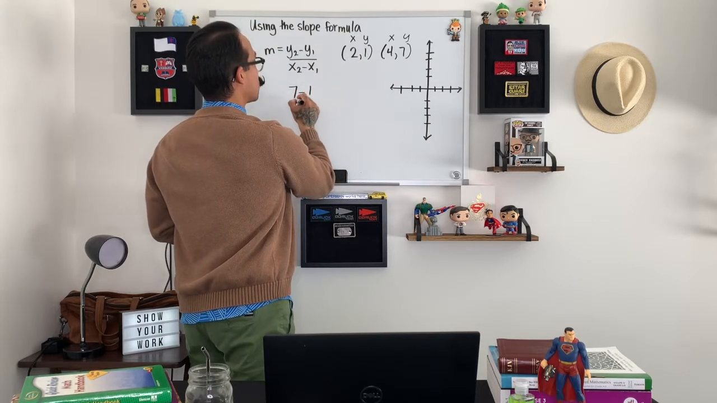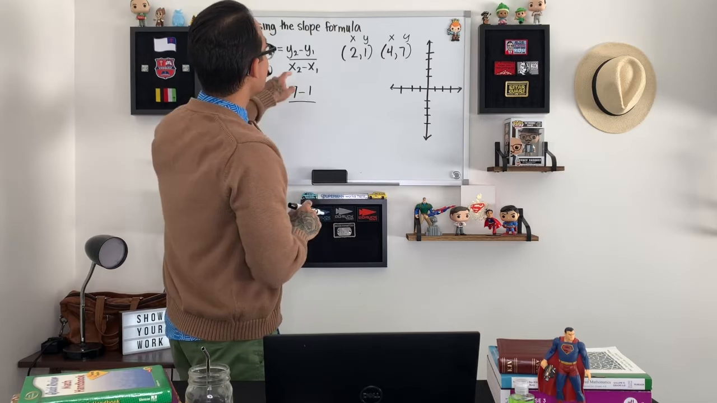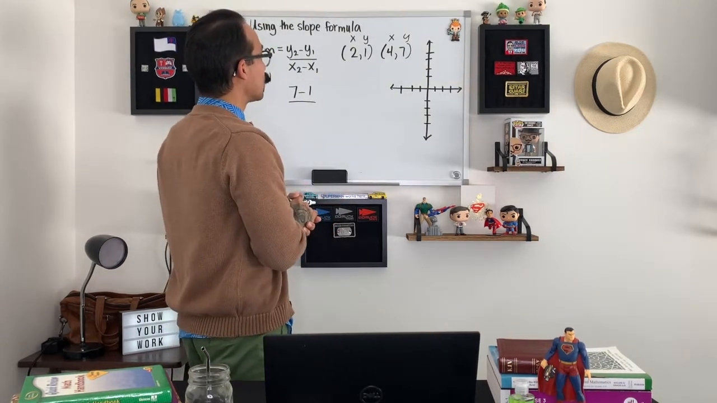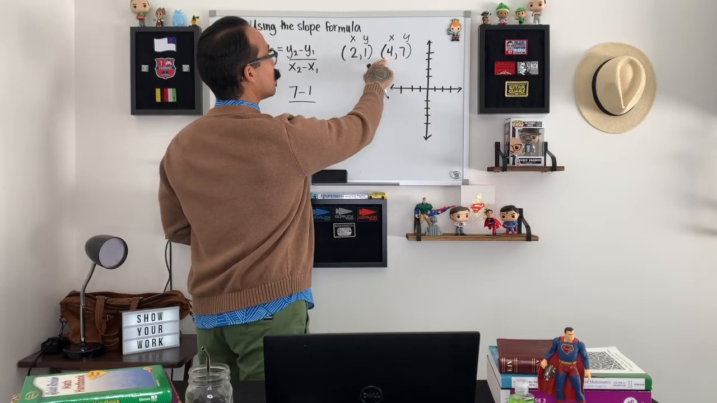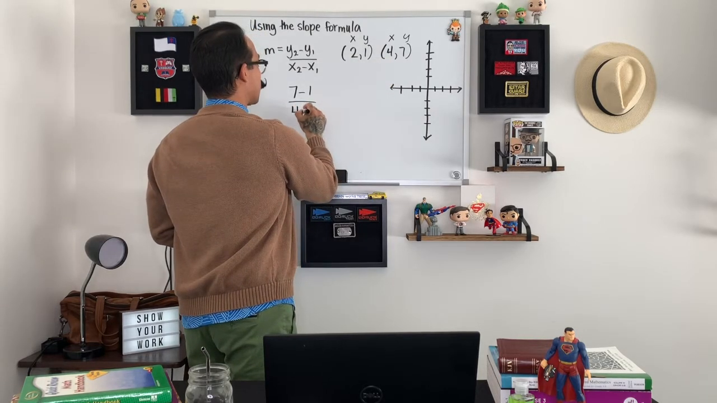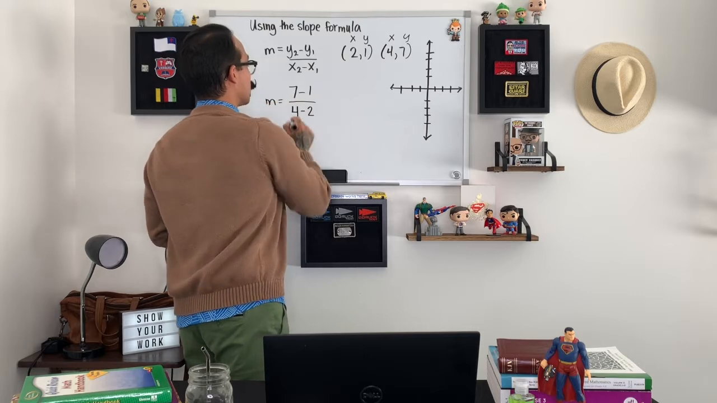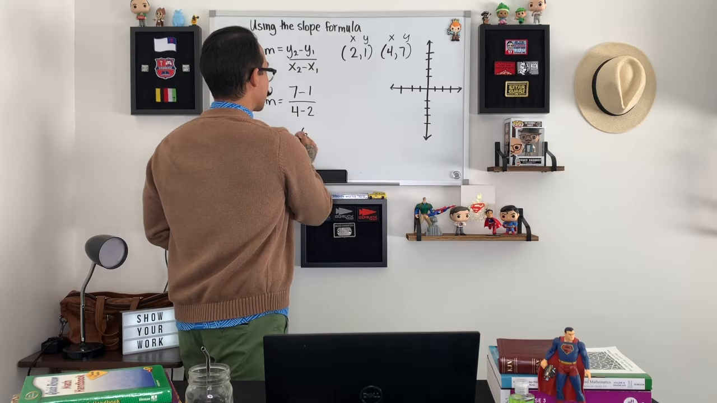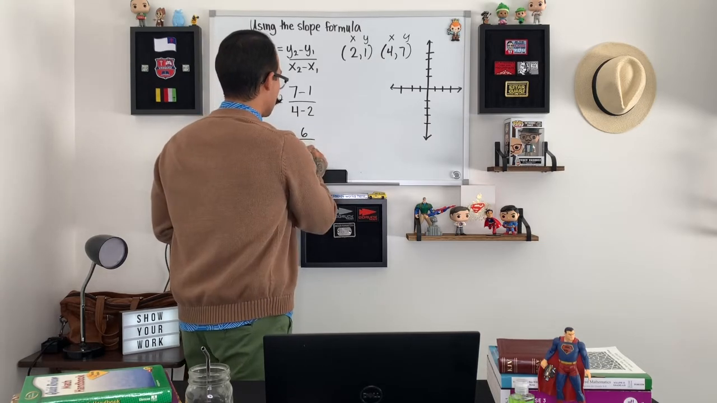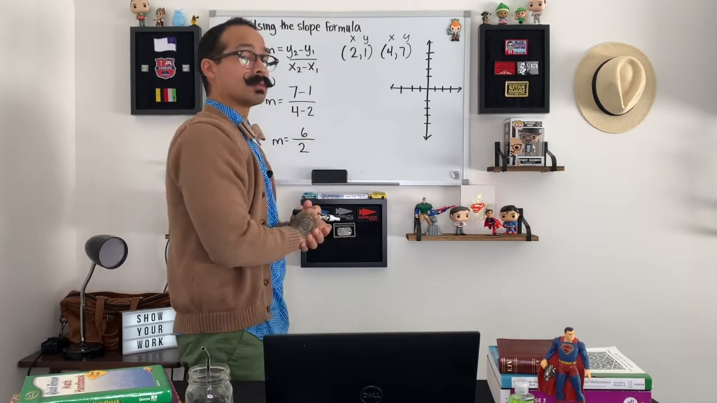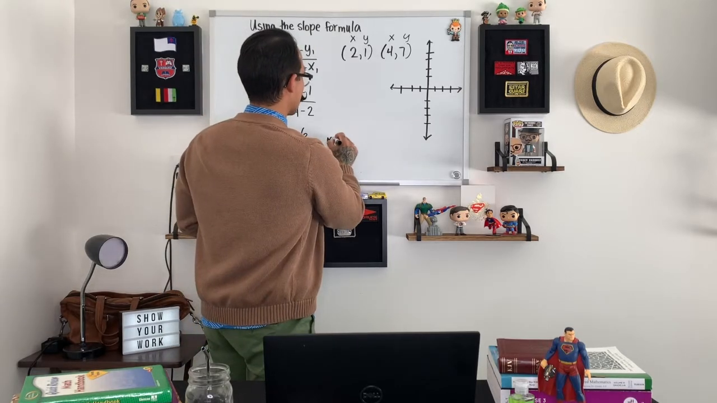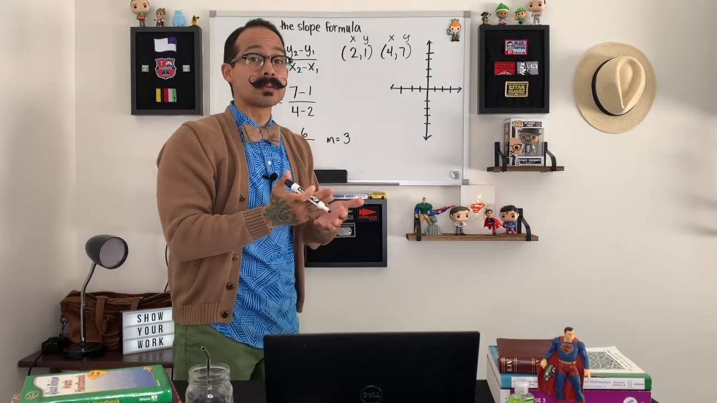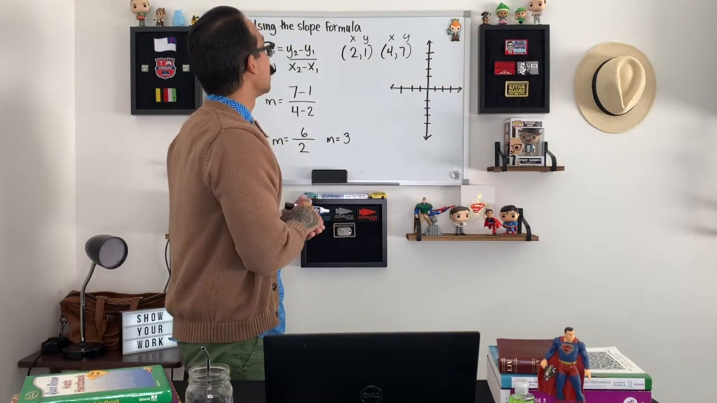So 7 minus 1 would be in our numerator. And then x2 minus x1, which would be my values for x2 and x1. That's right, 4 minus 2. Simplify. 7 minus 1 is 6. 4 minus 2 is 2. So what's our slope? That's right, our slope would be 3. That's one way we can apply the slope formula with the equation for slope.